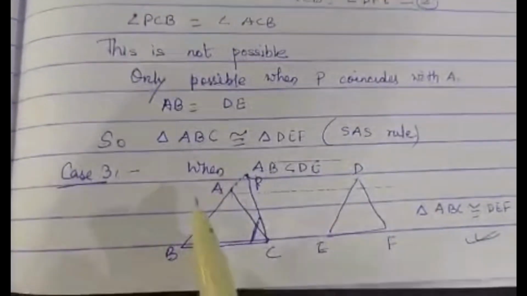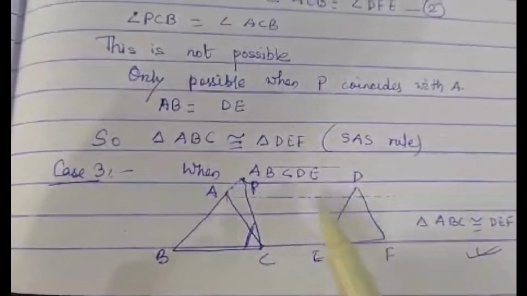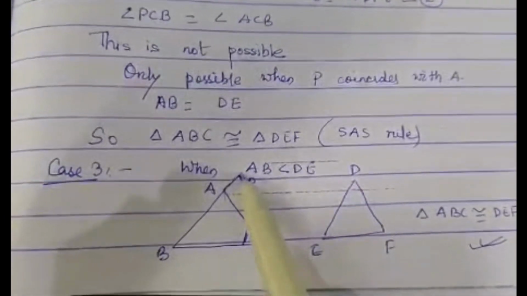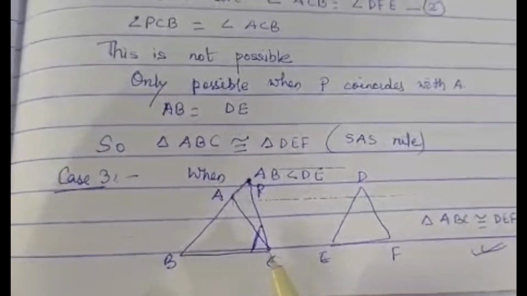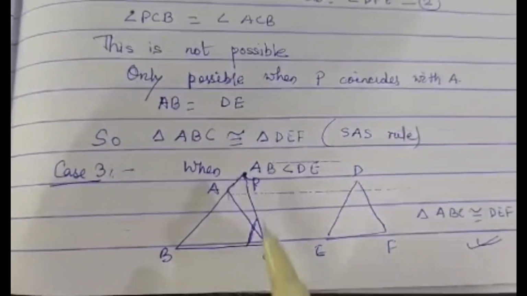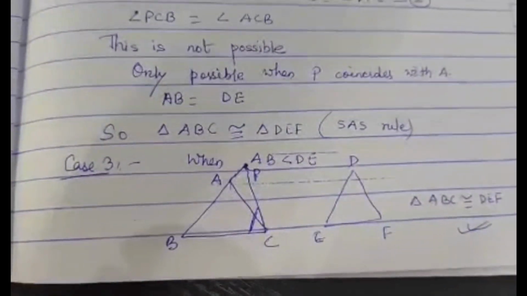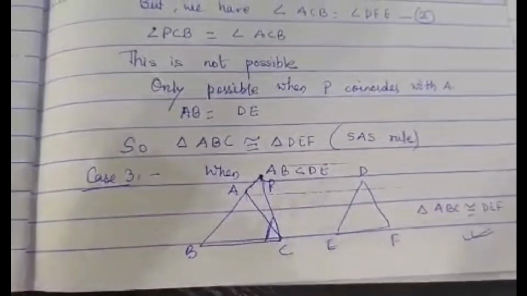Alright, and the third case is like this: this AB side is less than DE. So we take a point P outside of this line. If we extend this line, we take a point here, and we again come to the same conclusion. This is only possible when this point P coincides with A. So this is how we prove this theorem. Okay, now let's move on.